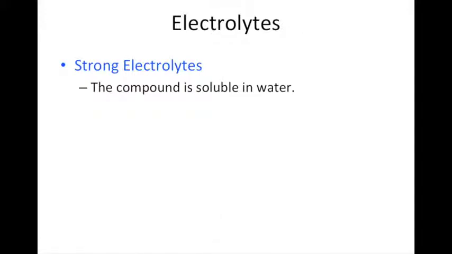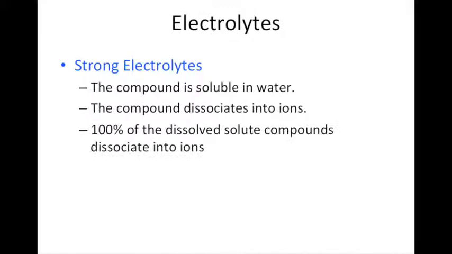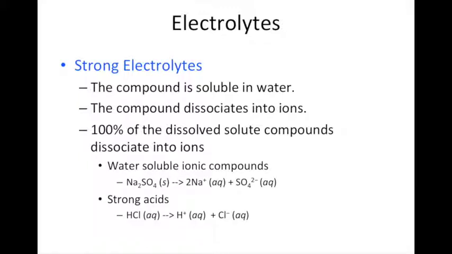These are compounds that are soluble in water, and when they dissolve in water, they dissociate into ions. Now, what classifies or determines a strong electrolyte is that 100% of the dissolved compounds dissociate into ions. And there are two types of compounds that are considered strong electrolytes. We have ionic compounds that are soluble in water and strong acids.